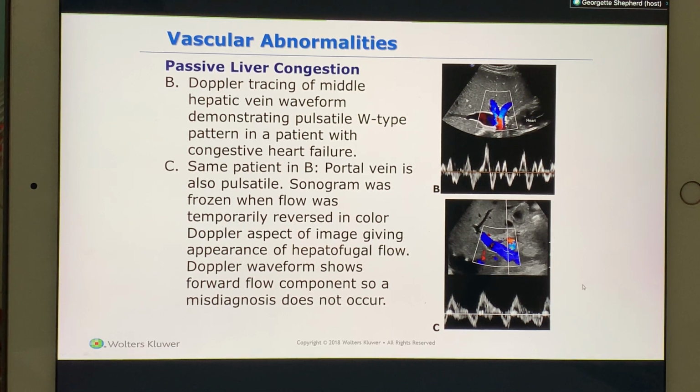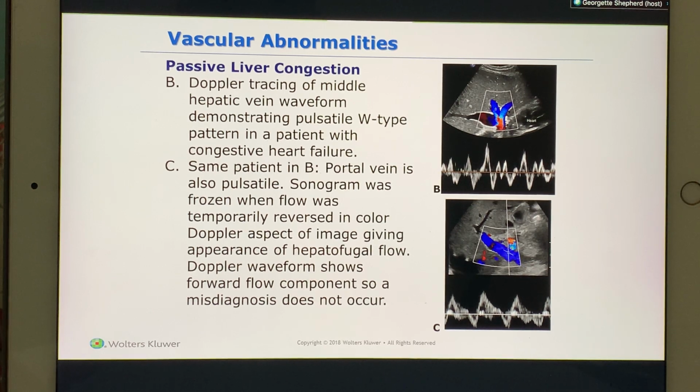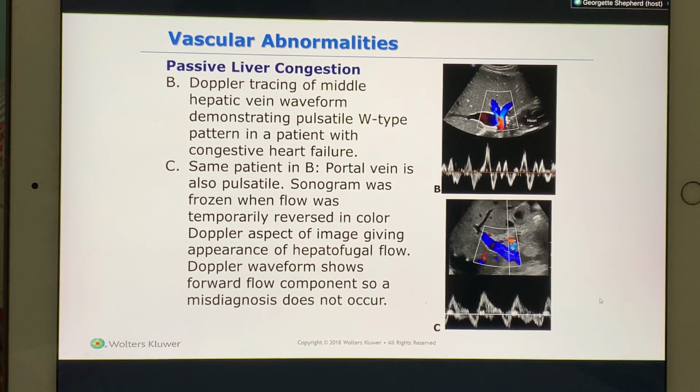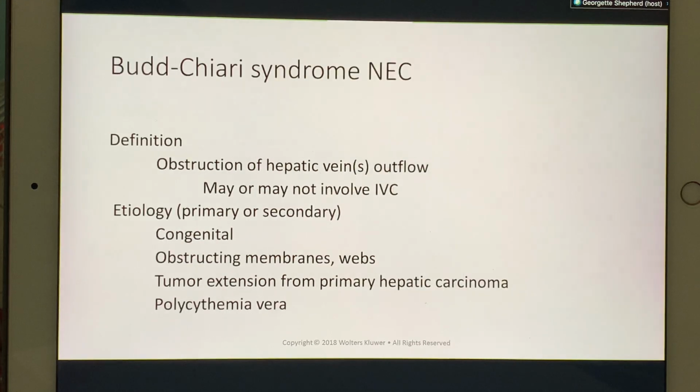In C, the portal vein is pulsatile. It should be monophasic. And you can see that parts of the image show hepatofugal flow. So we've got to be very careful of this to make sure that we don't make a misdiagnosis.